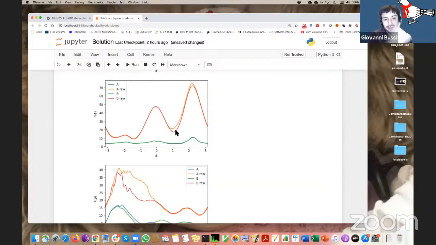So this means that basically the result was affected by the choice of the initial condition. So now this question is for the 3 of you that raised the hand and did the exercise. Did you obtain something like this?